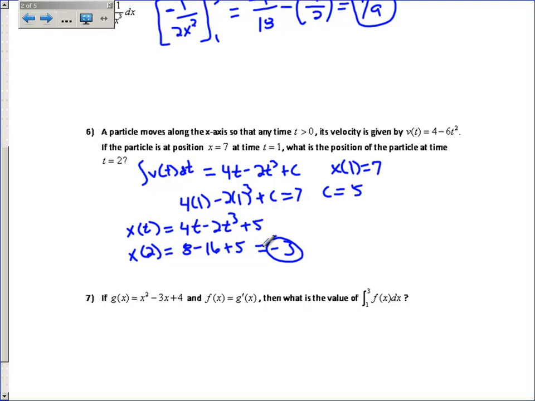Alright, next question. I've got to find the value of the integral from 1 to 3 of f of x dx, using some other information here. Oh, and looky here, f is g's derivative. So that means that g is f's antiderivative. So according to the fundamental theorem of calculus, this is g of 3 minus g of 1. G of 3 is going to work out to be 9 minus 9 is 0 plus 4 is 4. G of 1 is 1 minus 3 is negative 2 plus 4 is 2. So I believe this is going to work out to be 2.